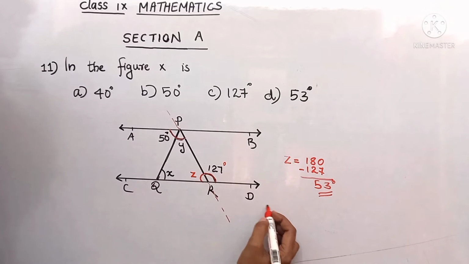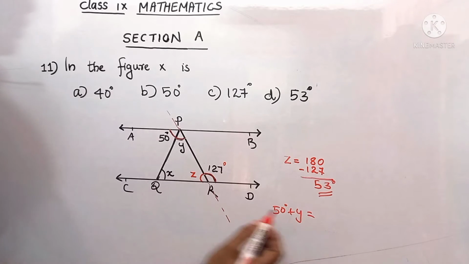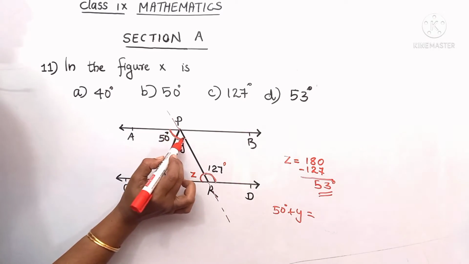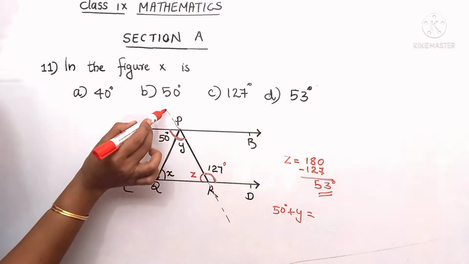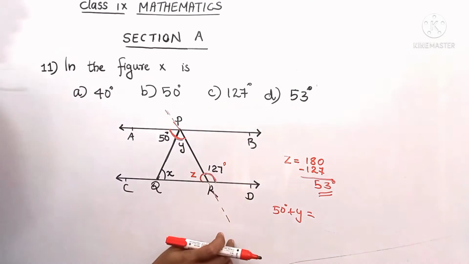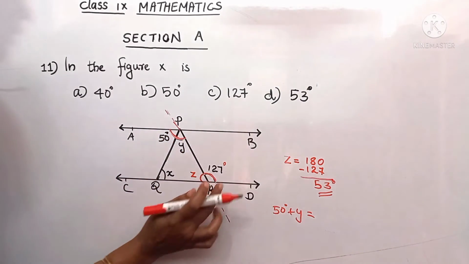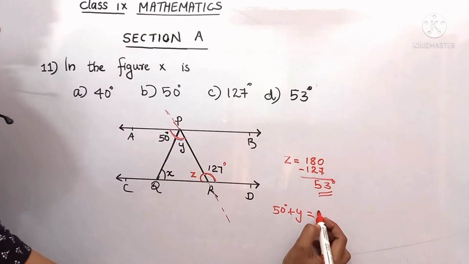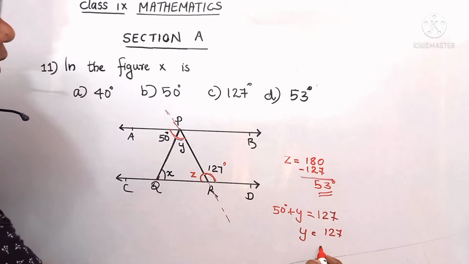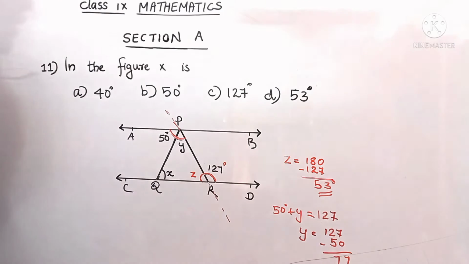So we will get y, that is 50 degree plus y is equal to 127. Here this 127 and 50 plus y are the alternate interior angles. We know that when two parallel lines are cut by a transversal, the alternate interior angles formed are equal. 127 is equal to 50 plus y. Then we will get y is equal to 127 minus 50, that is equal to 77.